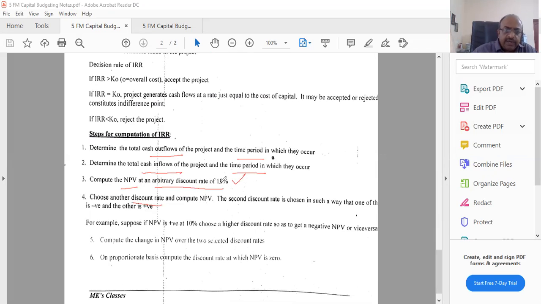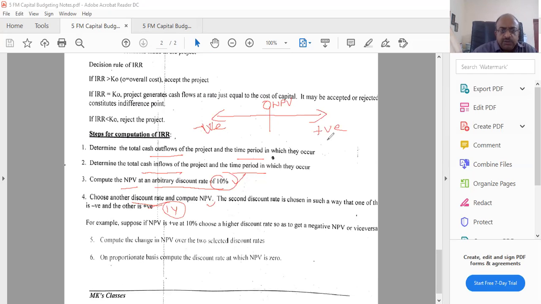Choose another discount rate, like 14%, and compute NPV. But the second time when you choose, it should be such that, on this NPV chart, suppose, when you choose the first time at 10%, it should be positive. When you choose the second time, the NPV should be negative, such that the zero point is somewhere in between. This is a zero NPV.